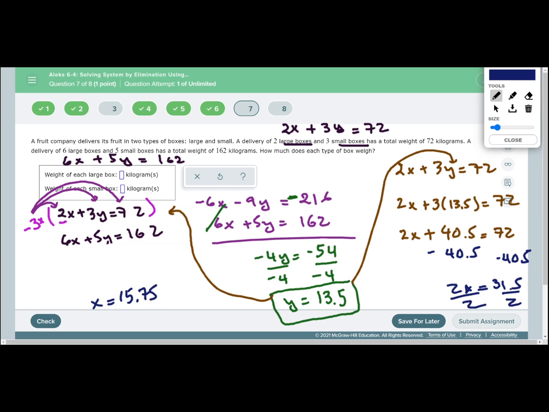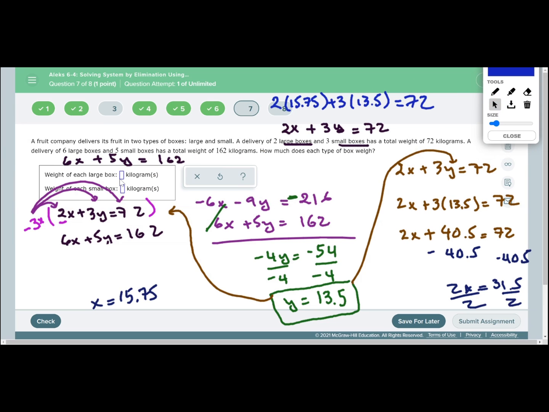15.75 kilograms. Again, if you want to check, you can do this here. 2 times x is 15.75 plus 3 times y, which we saw is 13.5. Will that give you 72? 2 times 15.75 plus 3 times 13.5. Yes, if you use the calculator and work it out, it's 72. That is the correct answer.